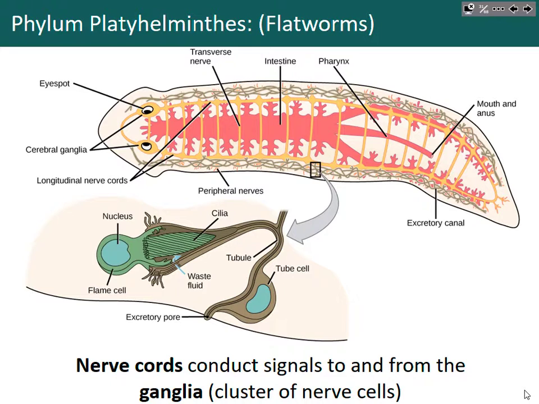Undigested material is going to go back out through the mouth opening, but waste like excess nitrogens and amino groups and toxins and things they're processing, if they go into a fluid waste, they move out through these excretory pores.